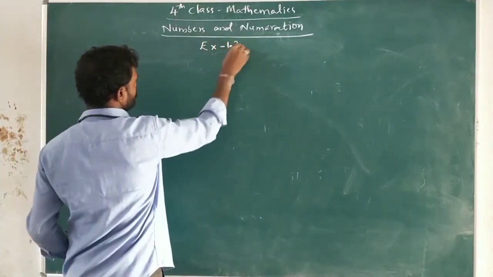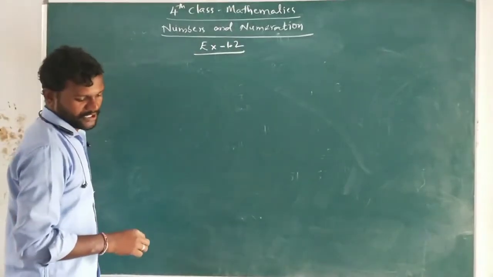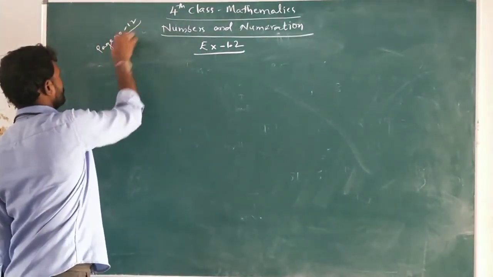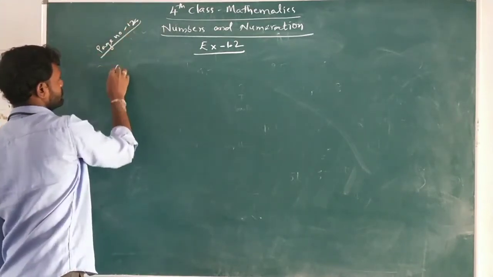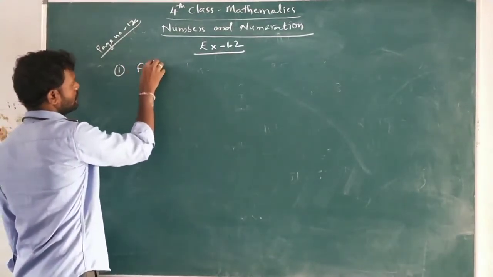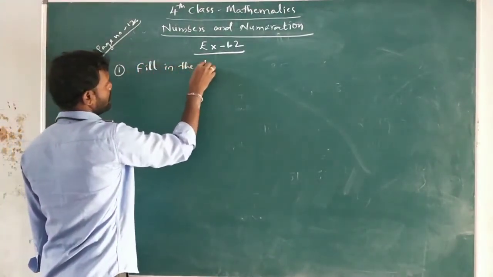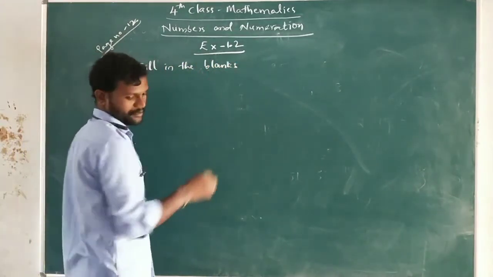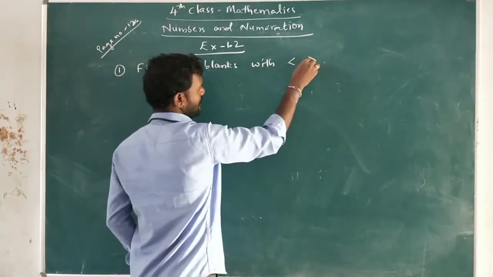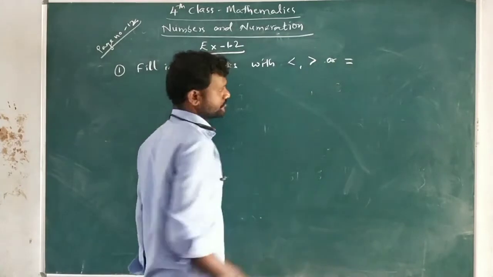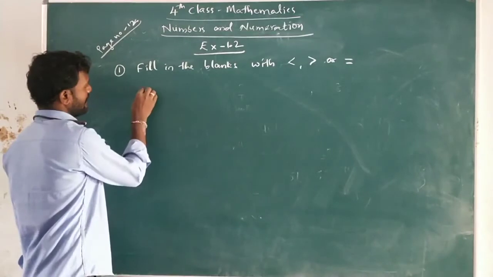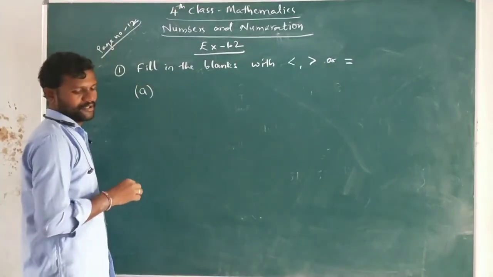Exercise 1.2. Open exercise 1.2 on page number 12. Page number 12. First bit. What is the first bit in that? Fill in the blanks with the less than, greater than or equals to. Okay, we have to fill the blanks. For example, the first one, A, is given. What is the first problem?